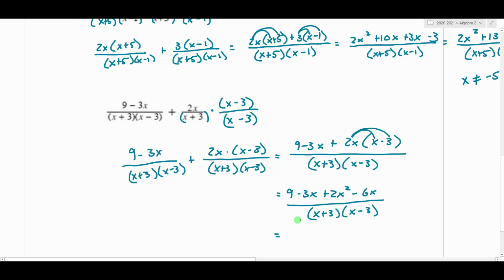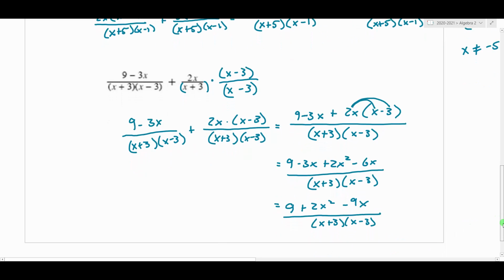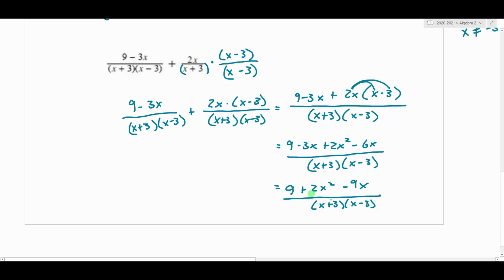And we keep going, right? I'm going to combine some like terms here. So I've got negative 3x and 6x, right? Those two are like terms, so I can combine those. So I've got 9 plus 2x squared minus 9x all over x plus 3, x minus 3, right? And that's where I would leave my answer. Like I said, I think if you get to there, I would be happy. Okay, so this is perfectly fine at this stage.